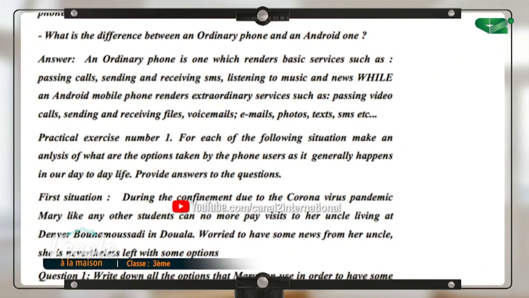frequency, is what is the difference between an ordinary phone and an Android one? And the answer is that an ordinary phone, as I said in my explanation earlier, is one which renders basic services such as passing calls, sending and receiving SMS, listening to music and news, while an Android mobile phone renders extraordinary services such as passing video calls, sending and receiving files, voicemails, email, photos, text, SMS, and so on and so forth.